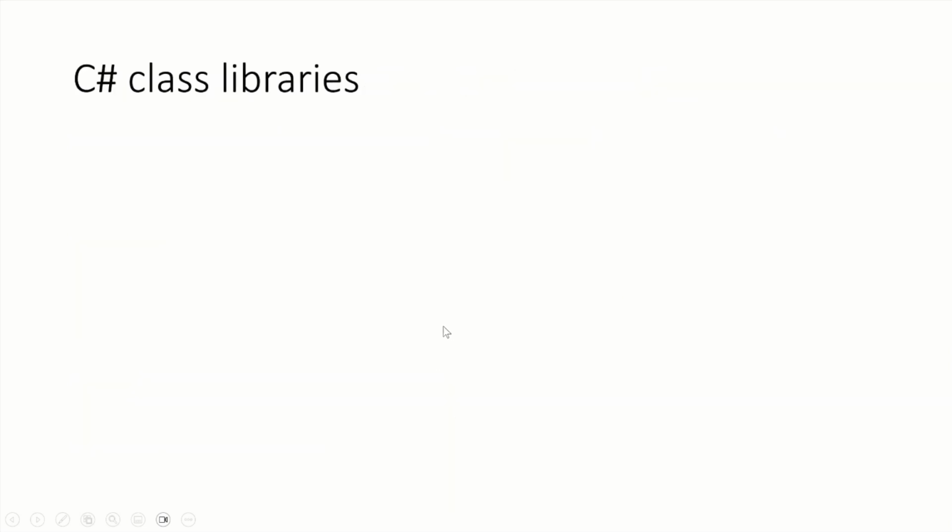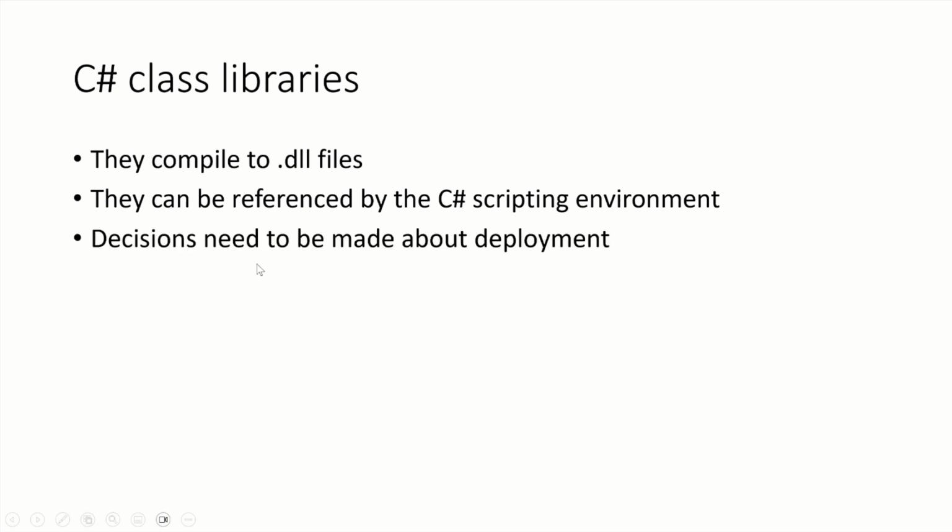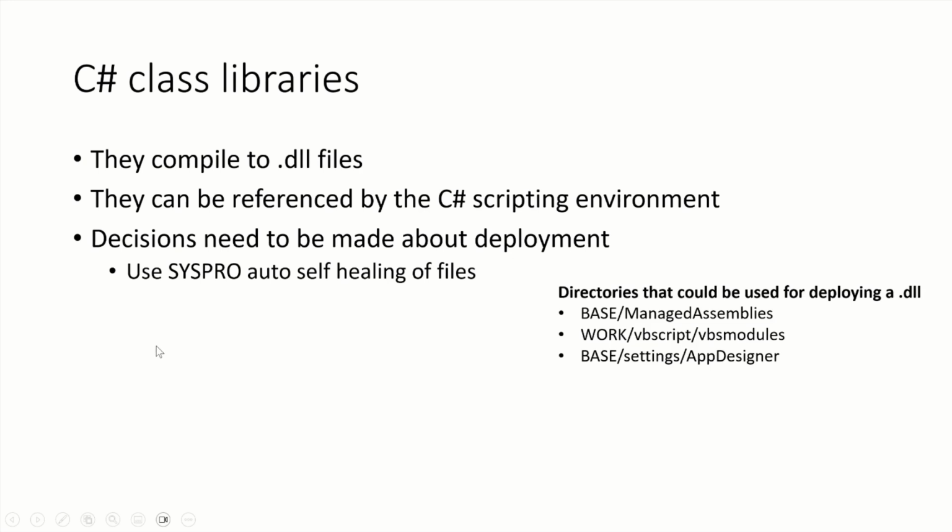So let's have a quick look at the C# class library. They compile to what Windows calls .dll files. We've seen these in the previous course when we had to link to references and things like that. The DLLs, or these class libraries, can be referenced in the C# scripting environment, and we covered that in the previous course. And one of the things that we have to make decisions on is how we're going to deploy these. It's all very well just writing these things, but you've still got to get them out onto your system. So you could use Syspro's self-healing files, and these are those.